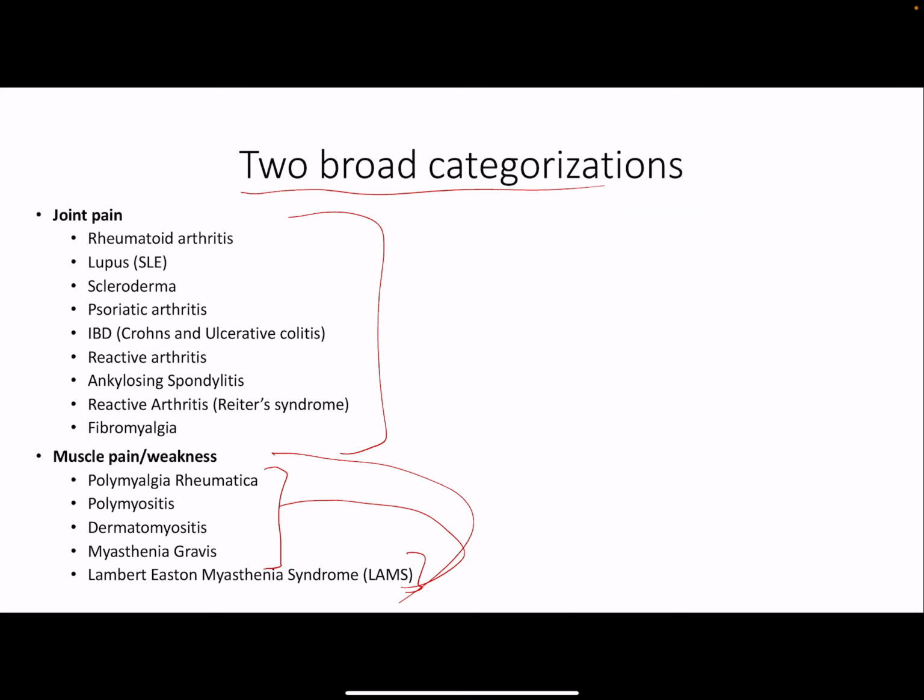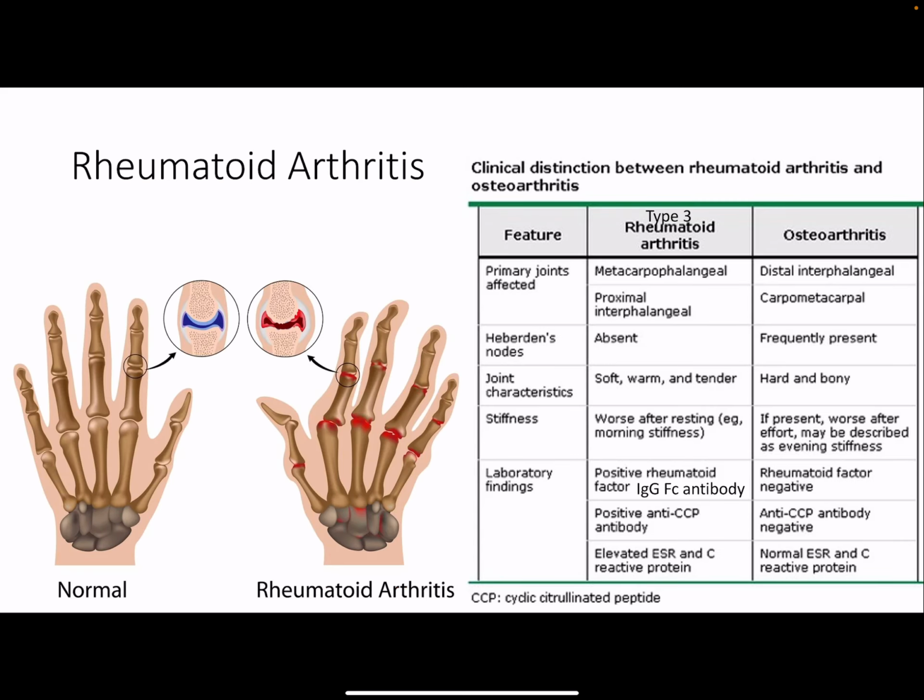So let's jump in. So these are going to be joint pain, and this is going to be muscle pain and weakness. So rheumatoid arthritis, we said this is a type 3 hypersensitivity. We have immune complexes in the joints.